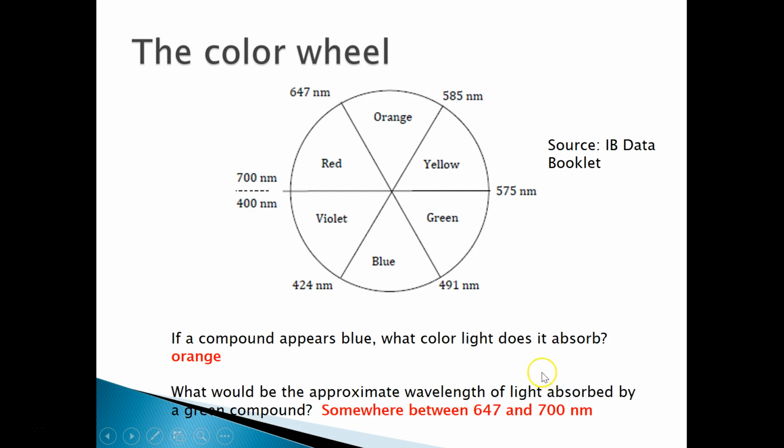And what would be the approximate wavelength of light absorbed by a green compound? Now remember, if the compound is green, that means green is being transmitted, which means that red is being absorbed. So we would see the wavelength somewhere between 647 and 700 nanometers.